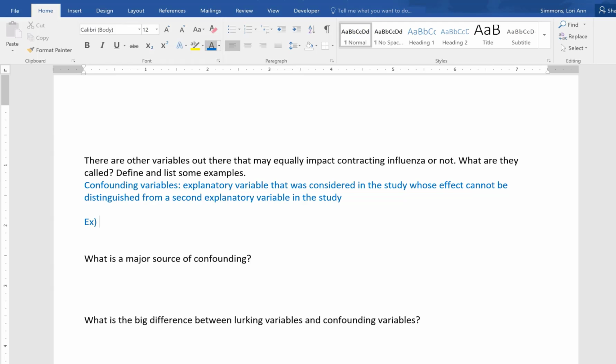So some examples. In the last example, maybe the health or the age, genetics, mobility. Those are some confounding variables. Again, they may equally impact contracting the influenza or not. What is a major source of confounding? A major source of confounding are lurking variables.